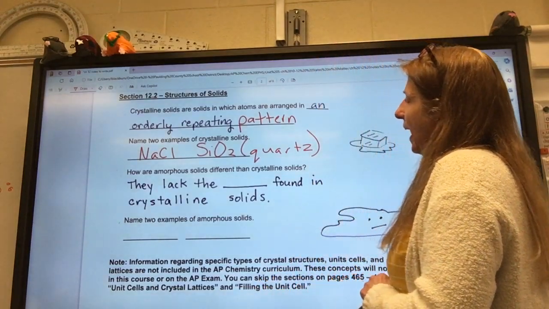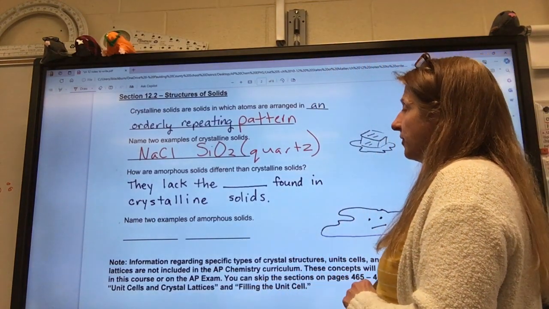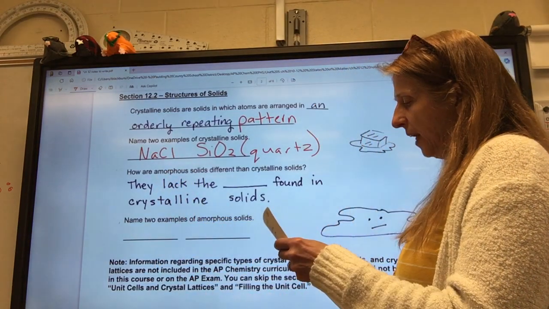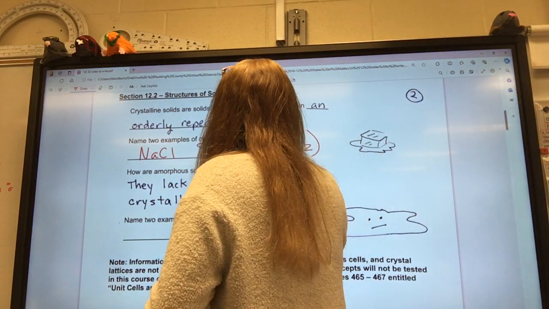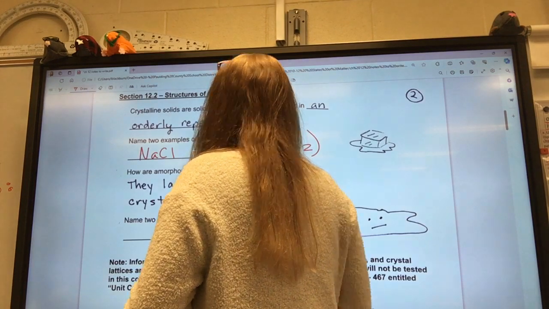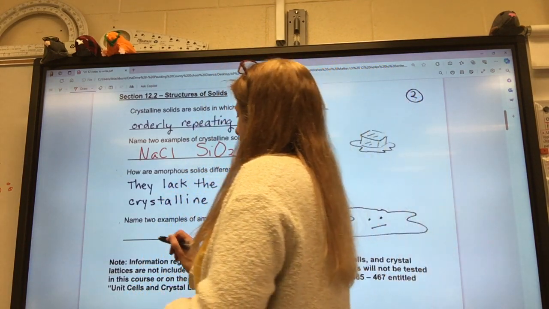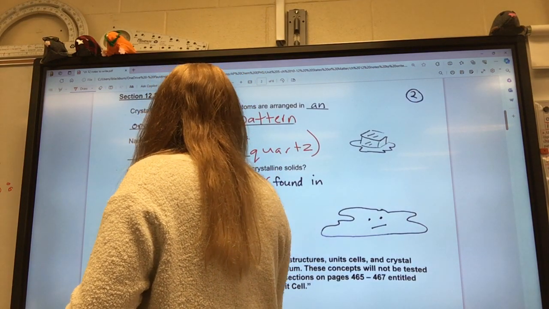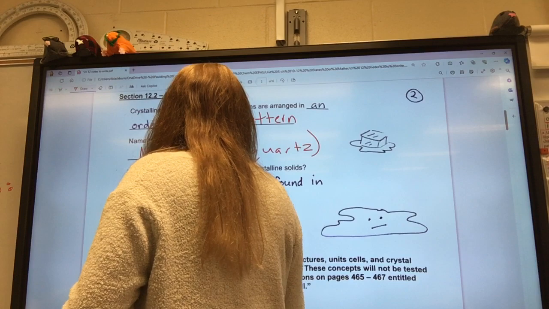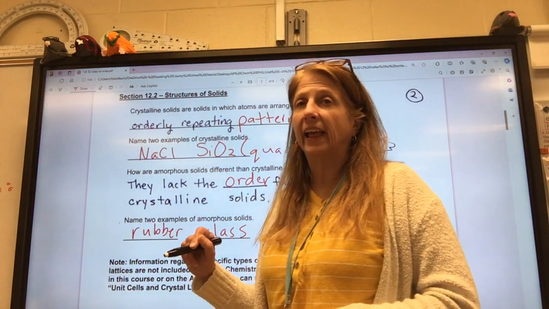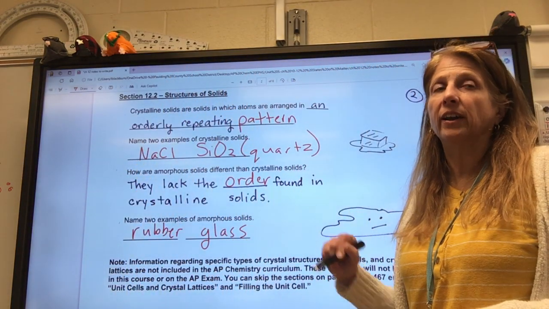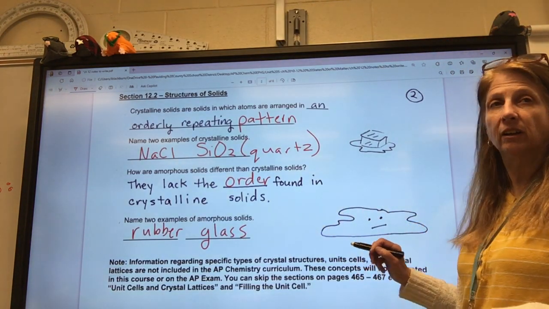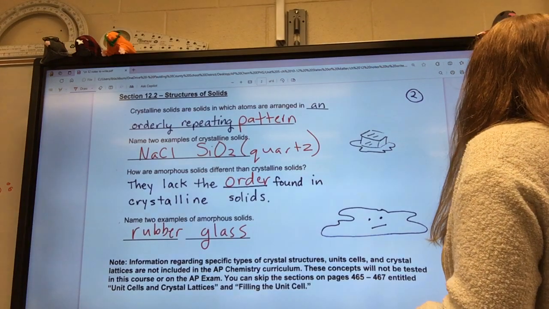Okay, so how are amorphous solids different than crystalline solids? Amorphous means without a shape. So they lack the order found in crystalline solids. So example would be like rubber and even glass. Glass, if you could look at it under a strong enough microscope and see the atoms, then you would see they're not in nice little orderly crystals. So there's my rubber. It's all squishy, like flubber. That's my little drawing of it.